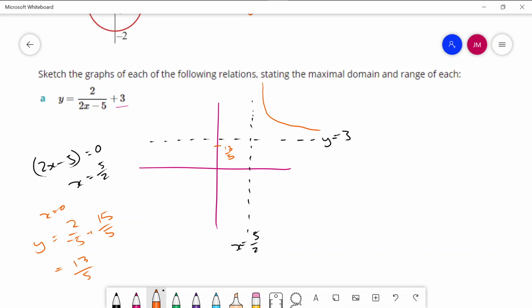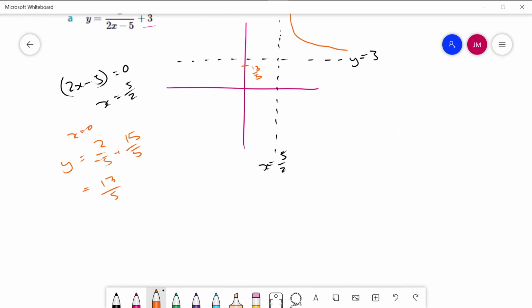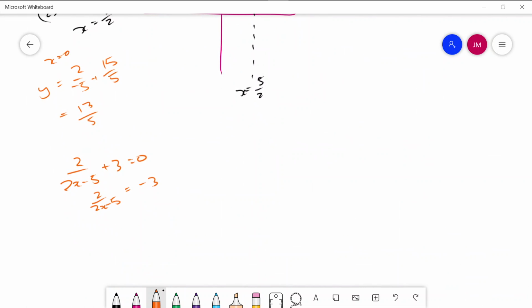And we're going to have another one down here on our x. So when y equals 0, I make all of that equal to 0. So 2 on 2x minus 5 plus 3 equal to 0. It gets a bit messy, let's do that down here. Move the minus 3 over, and then I have to times both sides by 2x minus 5, and then divide by minus 3. So I'm just going to swap the denominator with that. So I get 2 on minus 3 equals 2x minus 5.